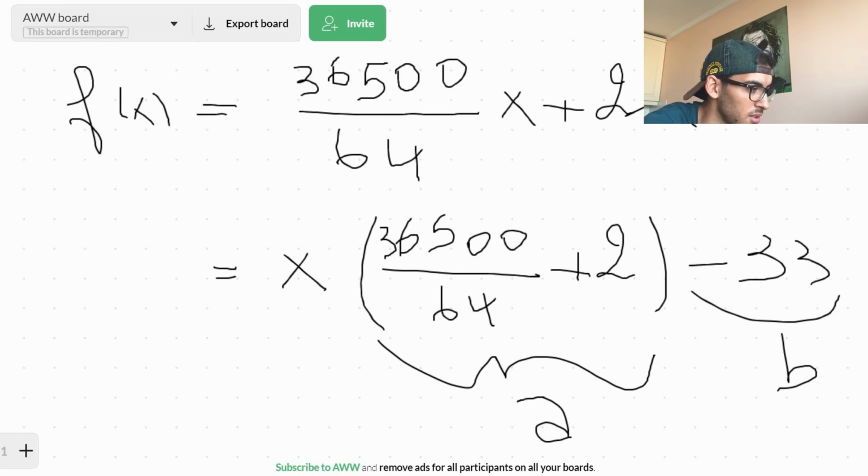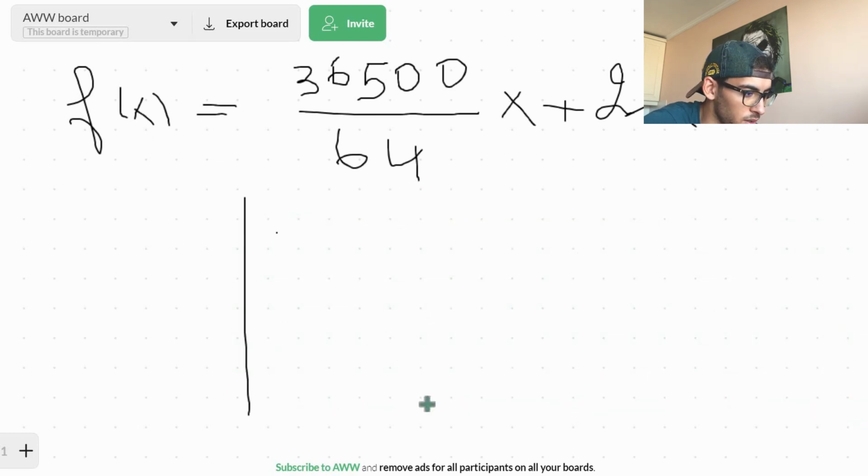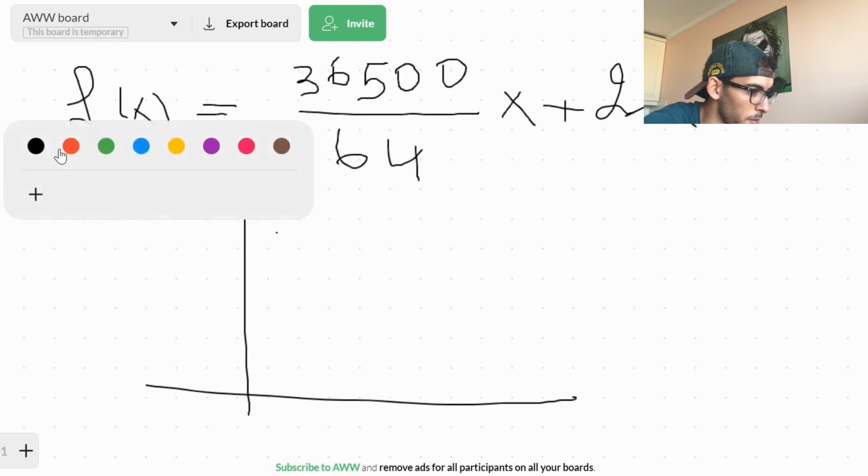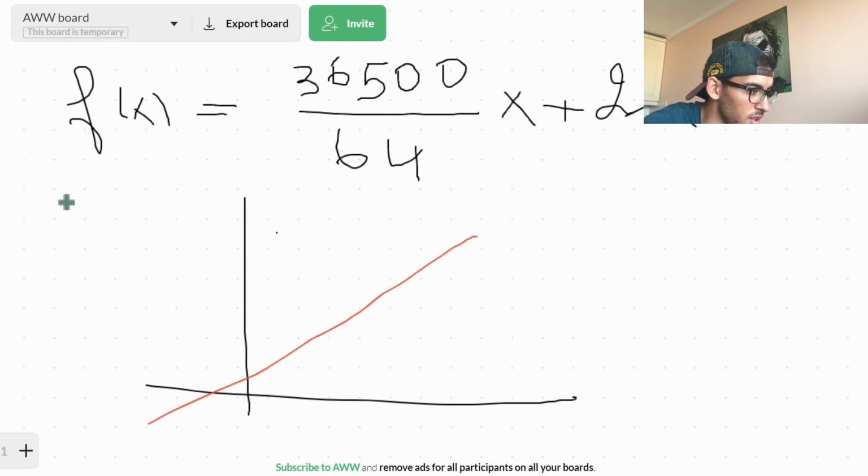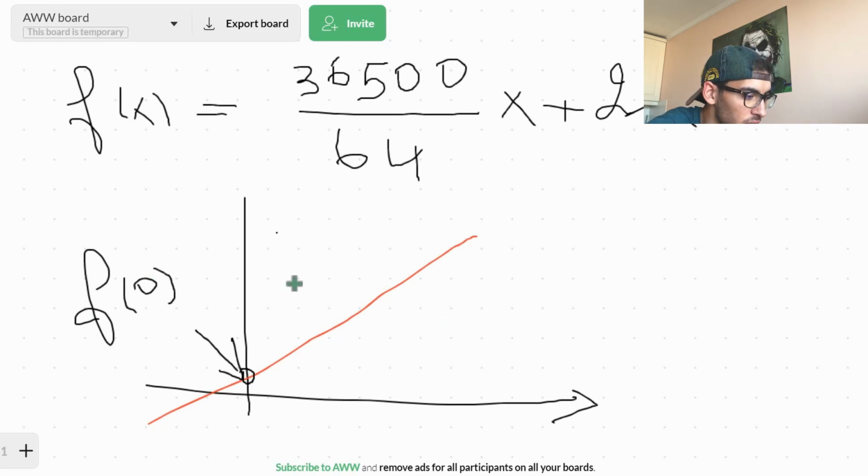Now graphically, what does that look like? If we draw the plot of the function, let's say that's a function right here. The plot looks like this. f of 0 is this. That's f of 0. Why? Because probably your teacher said that this is the y-intercept. This is where the plot crosses the y-axis, and you just learned that by heart without even understanding why.